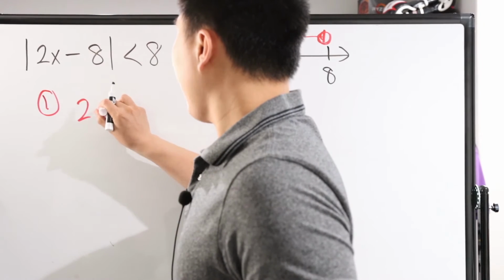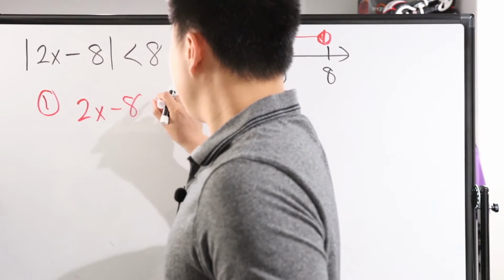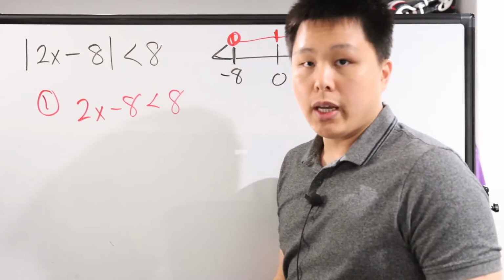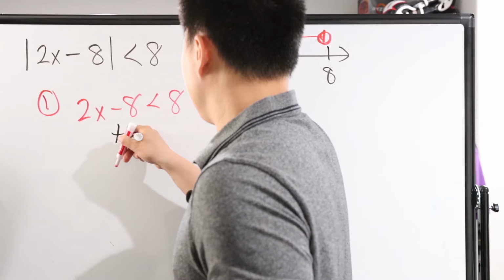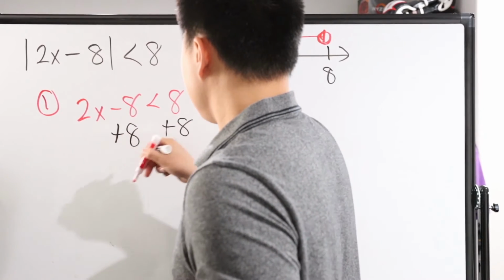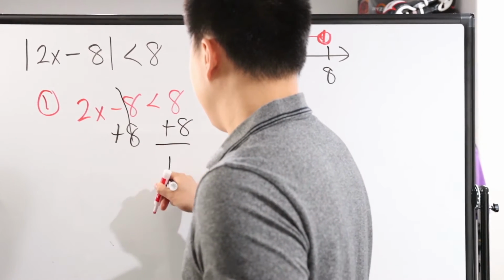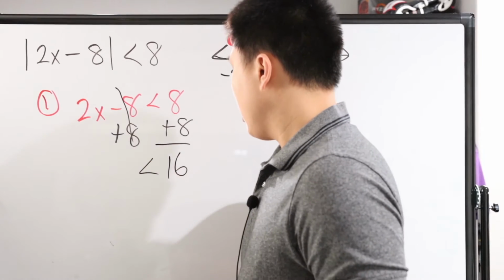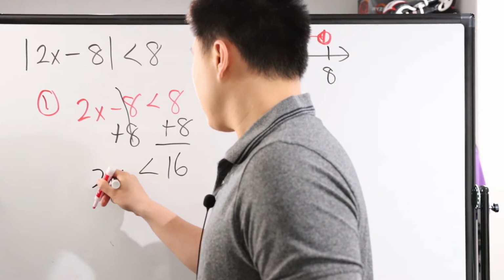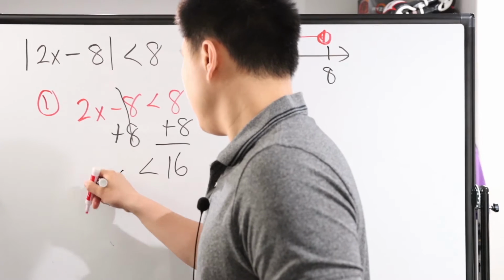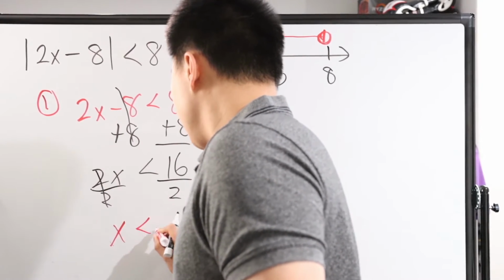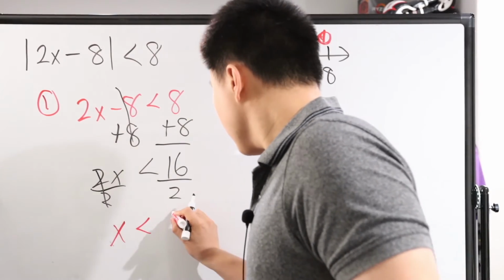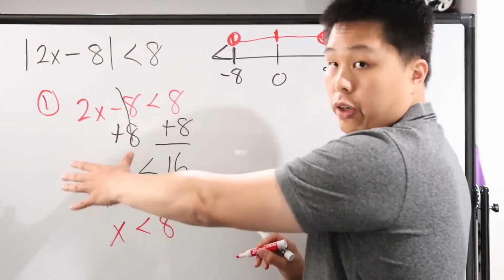We're going to have 2x minus 8 is less than 8. Then we solve it like a regular algebra problem. We add 8 on both sides. This goes away. Here we have 16. We still have our less than sign. We have 2x right here, and we're going to divide by 2. Basically, that gives us x is less than 16 divided by 2, which is 8. That's our first scenario.